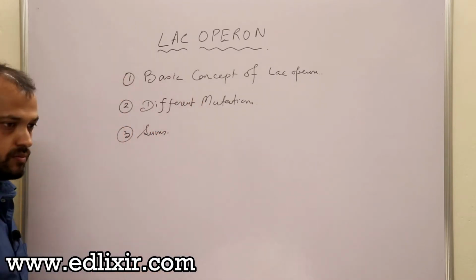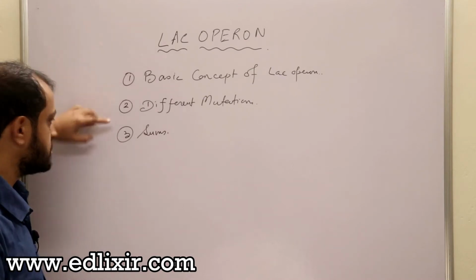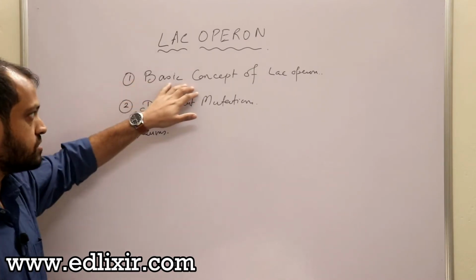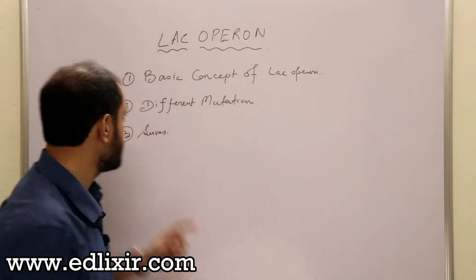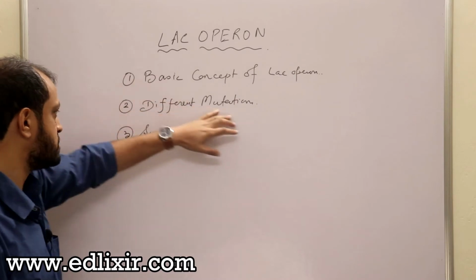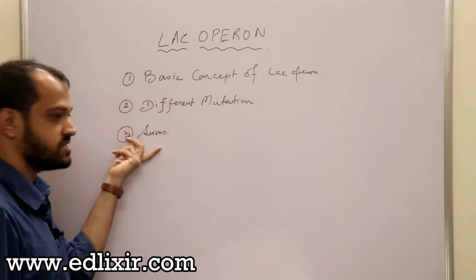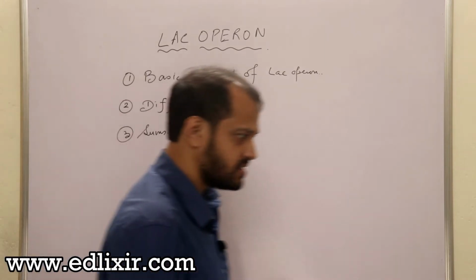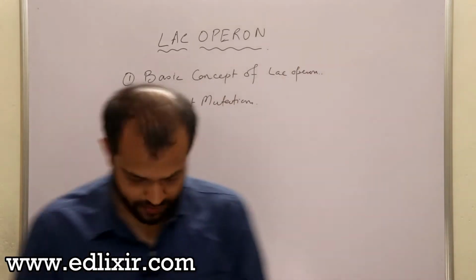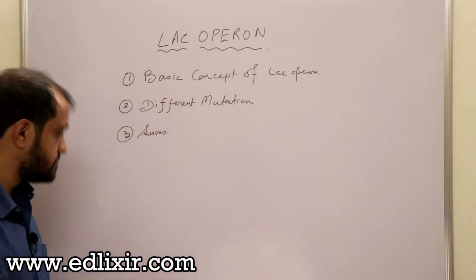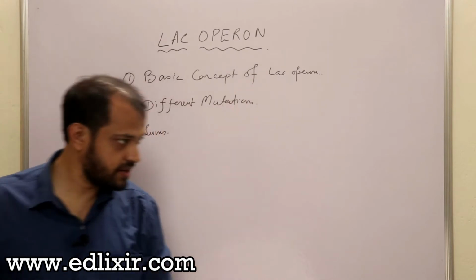So right now we will be discussing Lac Operon on the basis of three distinct parts: first, the basic concept of how Lac Operon works and what are the genes associated with it; second, different mutations; and third, how these different mutations lead to some of the sums which come in your exam. These are not actually sums, these are some conditions. Clear? Okay, so let's talk at first about the basic concept of Lac Operon.